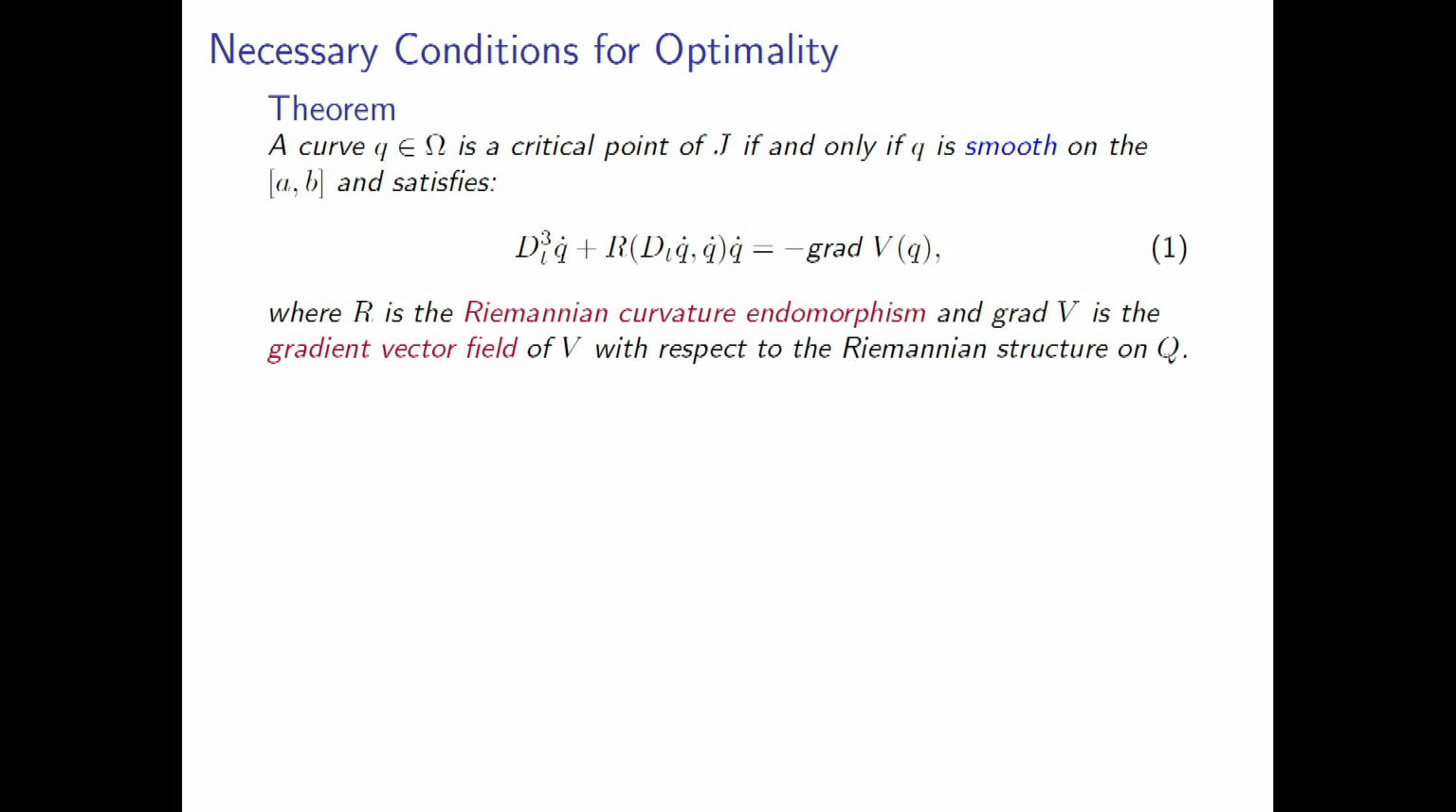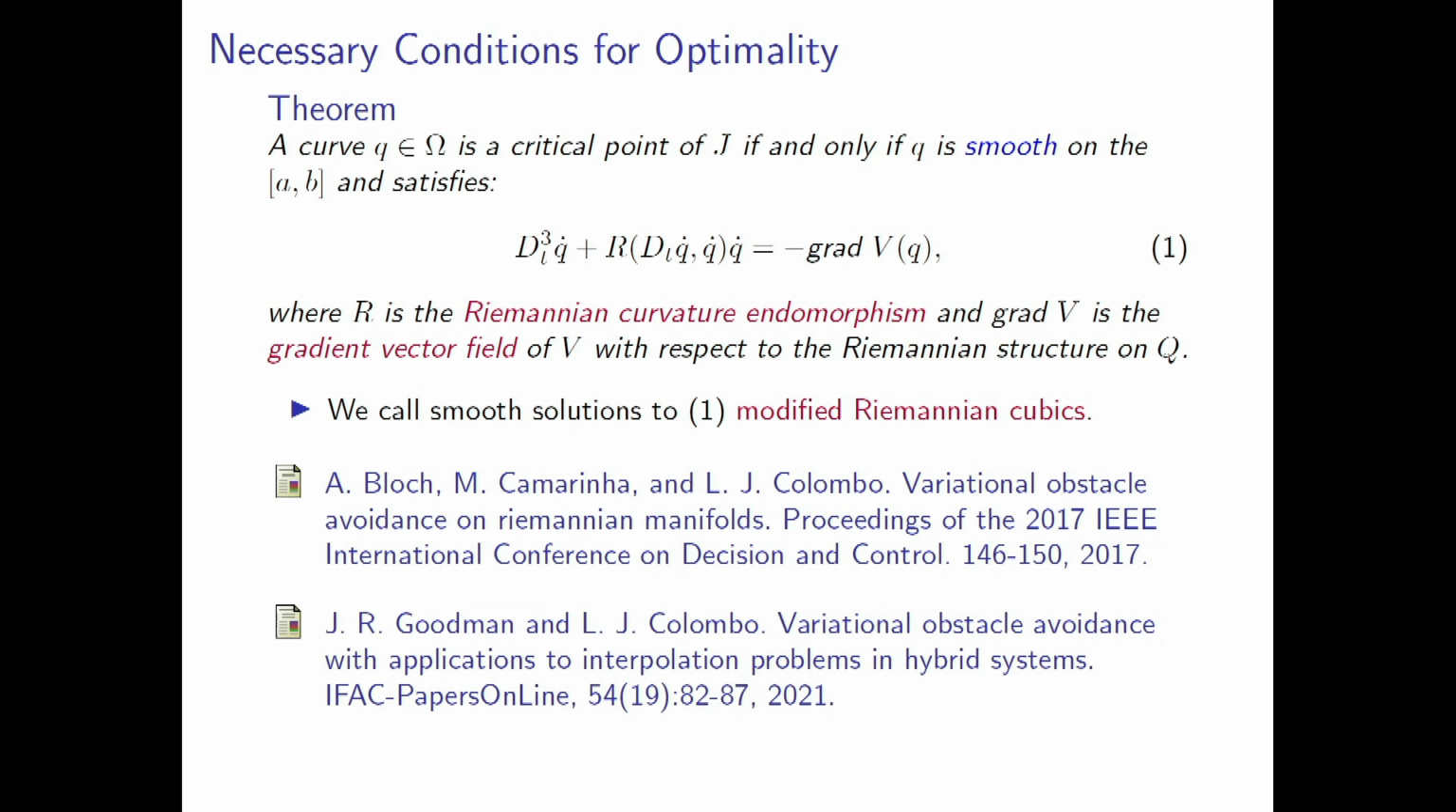In the case that B is equal to 0, we have the usual Riemannian splines that are well known in geometric mechanics, studied by Peter Crouch and Fatima Silva Leite. When we have the potential function B, we call smooth solutions of this equation modified Riemannian cubics. And this result was obtained in this paper together with Tony Bloch, Margarita Camarinha, and myself in the proceedings of CDC in 2017. And we also studied this kind of necessary condition for optimality in this paper with my PhD student Jacob Goodman, which is the main content of this talk today.